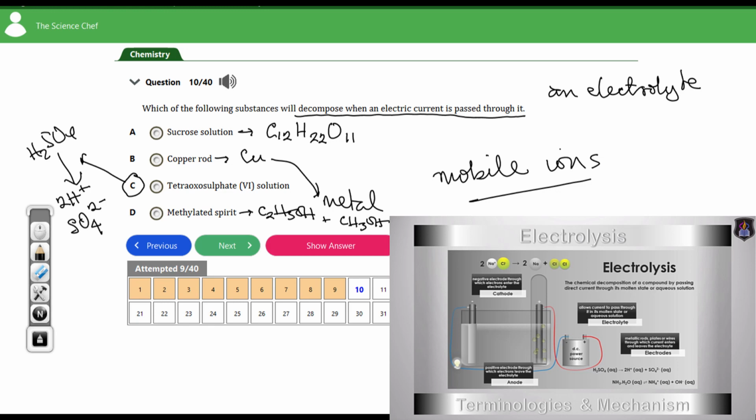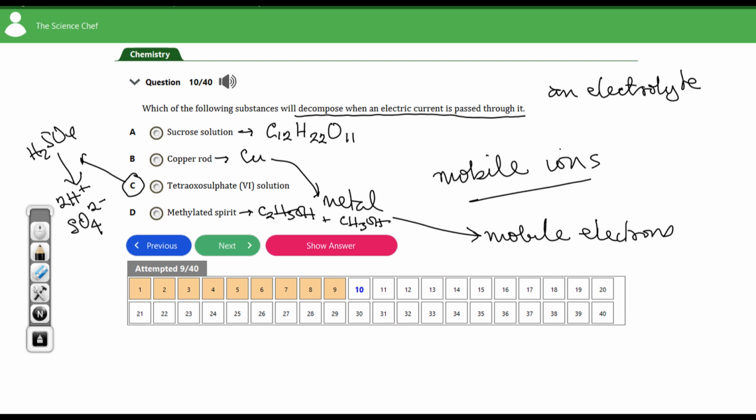Strong electrolytes undergo complete ionization in water, while weak electrolytes undergo partial ionization in water. Almost all salts, if not all, are strong electrolytes. Because for a substance to qualify as a salt, it must contain metallic ions and non-metallic radicals. Are we together? So salts are also good electrolytes. So the correct answer to this question is tetraoxosulfate VI solution, that's tetraoxosulfate VI acid solution, which is C. So let's pick our option C.